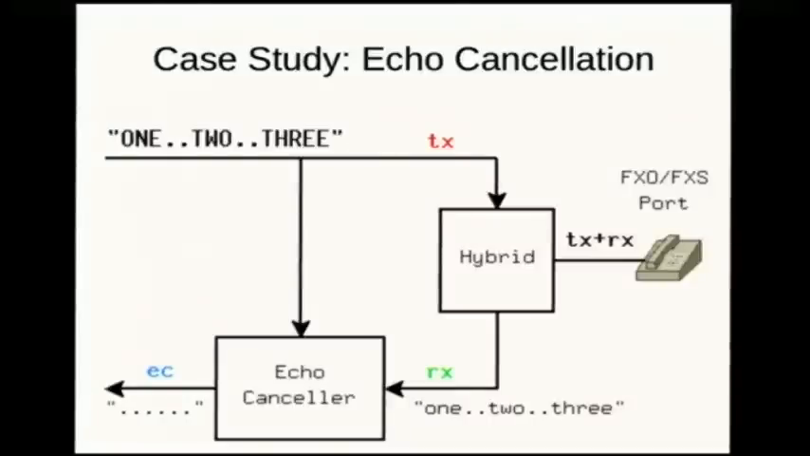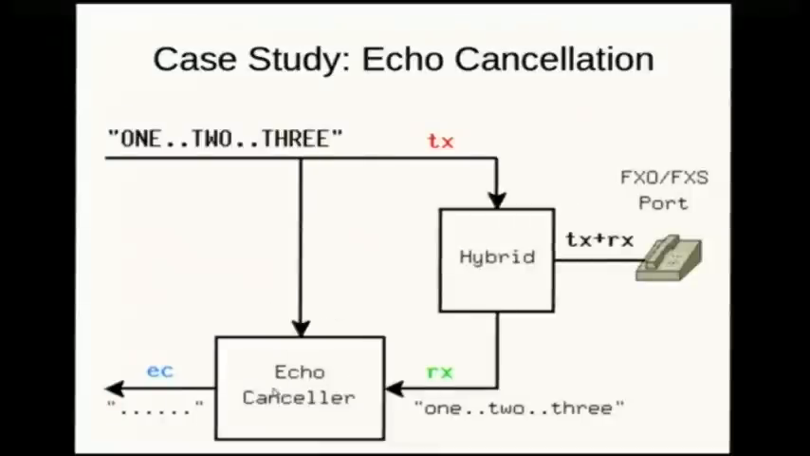So when the far-end speaker is talking, let's see if I can get that mouse across. So they're talking to you from the other end, saying 1, 2, 3. You're listening to them on your handset here. A little bit of that signal gets sent back up the line towards the far-end speaker, and he hears his own voice coming back to him, echo, which puts a lot of people off.